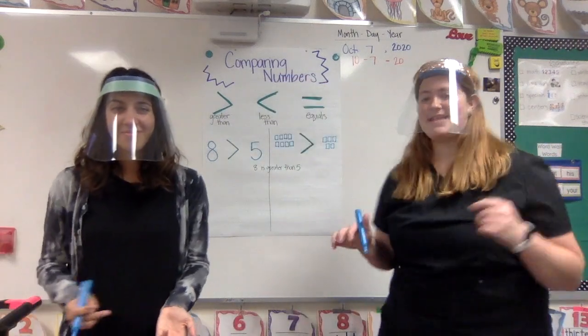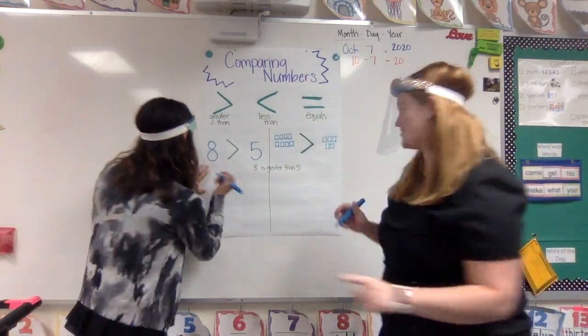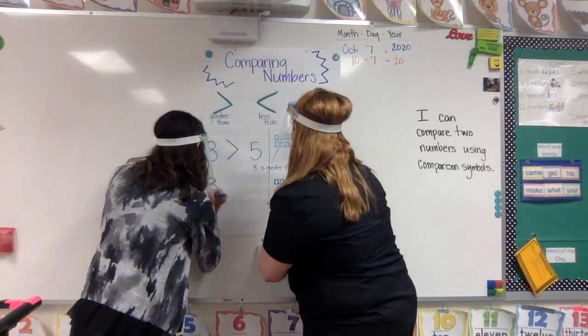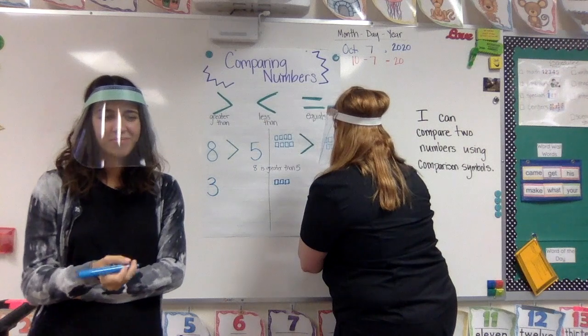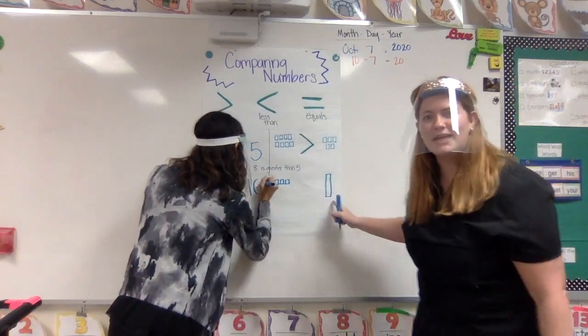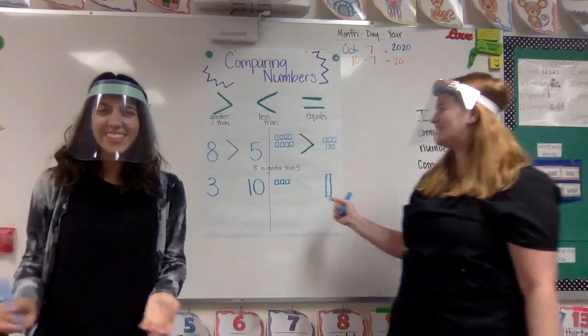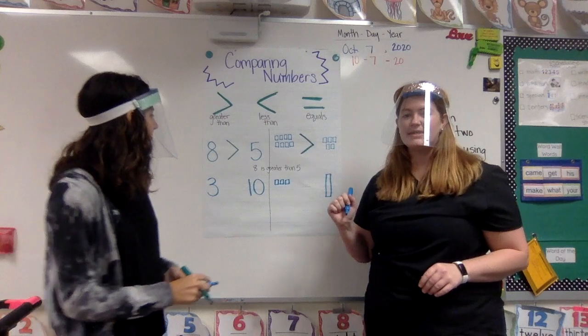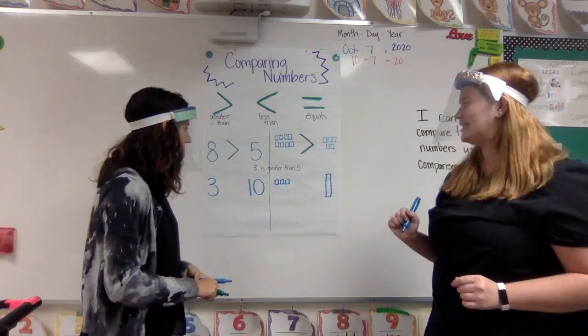Okay, let's do another example. Let's see if you can guess what numbers we're making. I'm doing the base 10 blocks. Miss Lestico is doing her standard form. Did you say 3 and 10? Oh my goodness! Good job, Miss Lestico. What symbol am I going to put? What comparison symbol am I going to put in between these numbers?